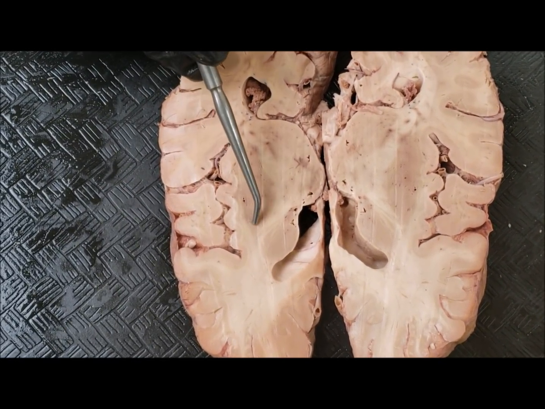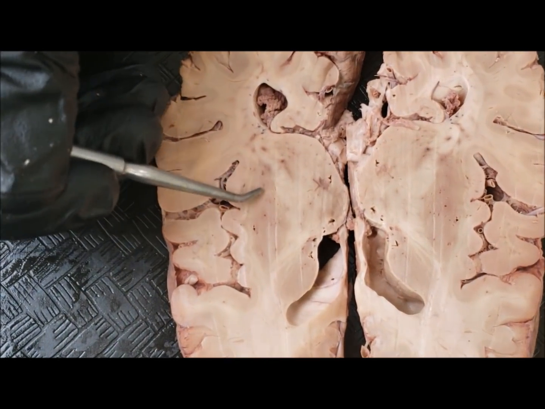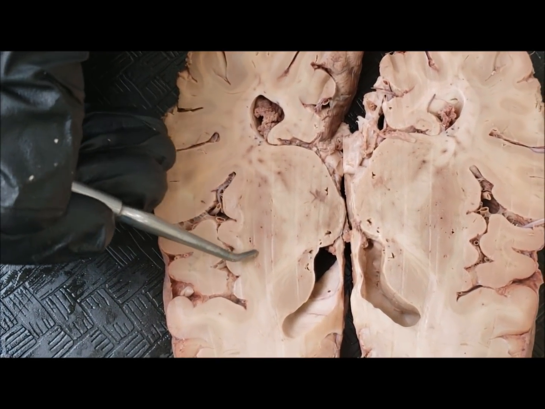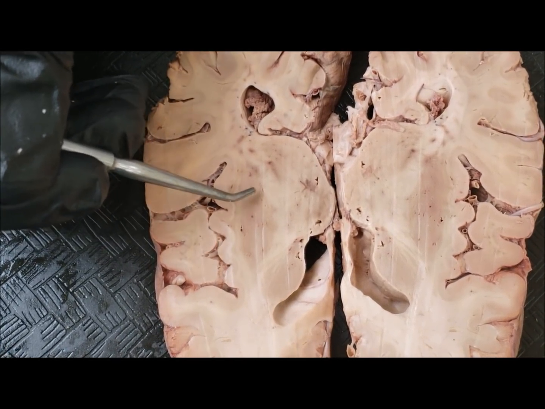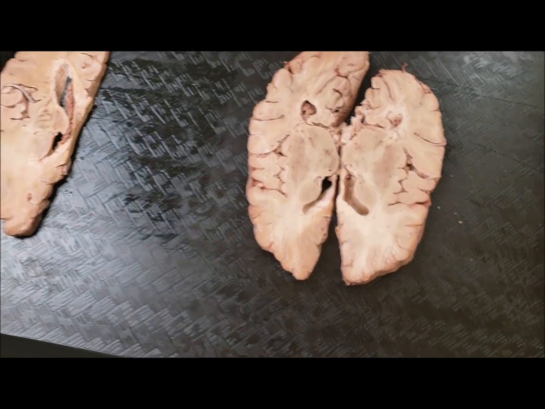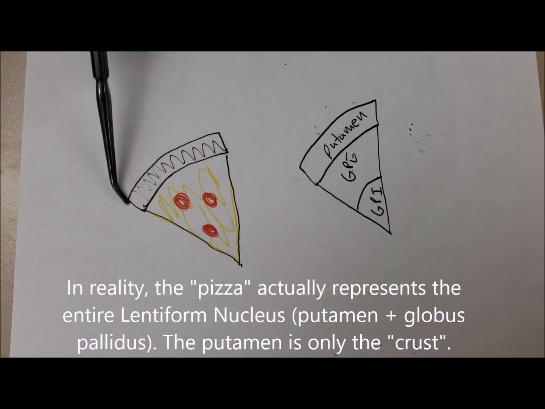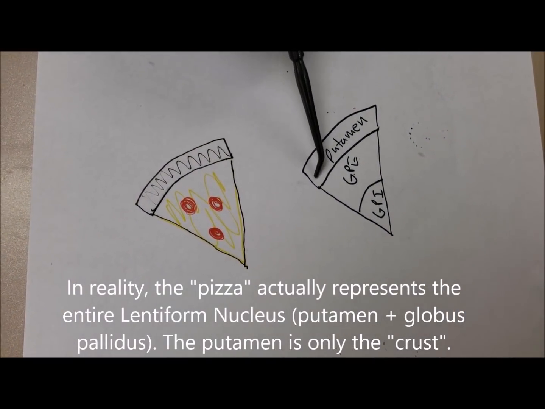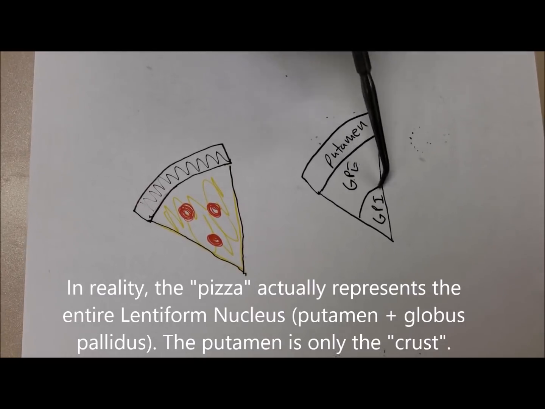But if I asked you to identify this slightly darker strip of gray matter out here, what would you call it? So that is my putamen. If we look over here, Dr. George always talks about the pizza of the putamen. So we look at our putamen, making a beautiful pizza. The putamen is actually the crust. The globus pallidus is the pizza slice.